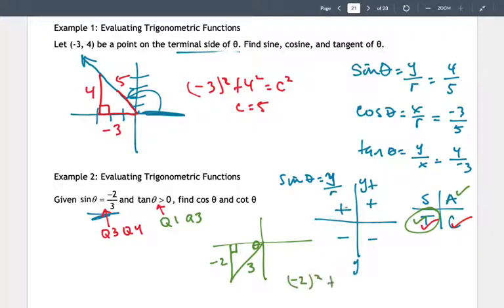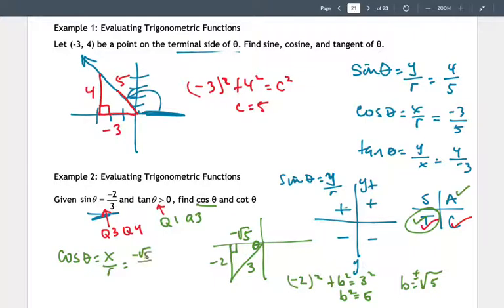So we'll do -2 squared plus b squared equals 3 squared. That gives me b squared equals 5. So b equals the square root of 5. Really, it equals plus or minus the square root of 5. But because we're in this quadrant, the x value will be negative here, so that will be negative square root of 5. So now when they ask me for the cosine of that theta, it will be the x over the r. So it'll be negative square root of 5 over 3.